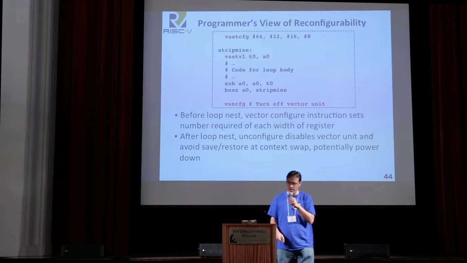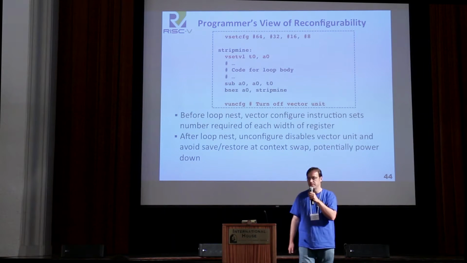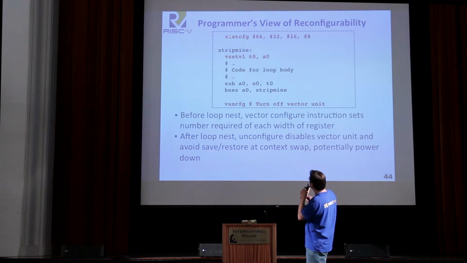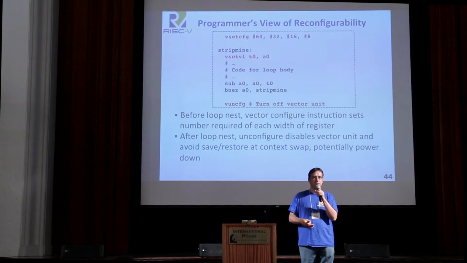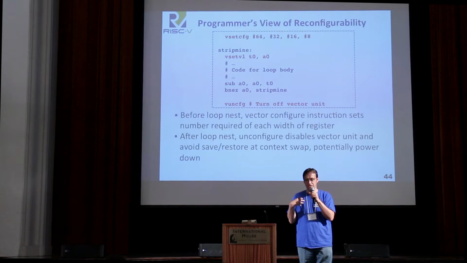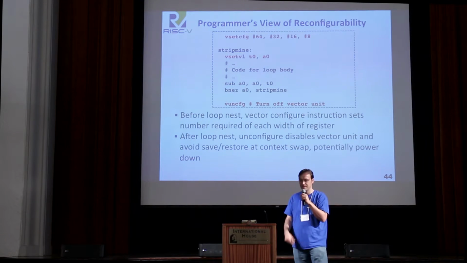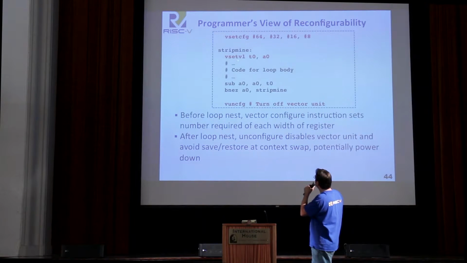The way this looks to the programmer is, when you enter a loop nest, you come in with a set configuration and say how many of each type you need. There's a convention that the lowest numbered registers are the smallest of those, and so on. Given the number of each type, there's a mapping from the type each architectural register number will have. And then this is just your strip mine loop with a set vector length.